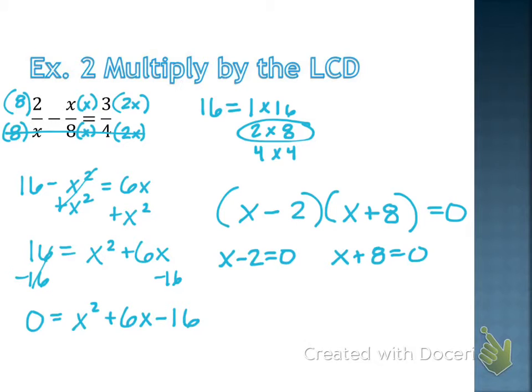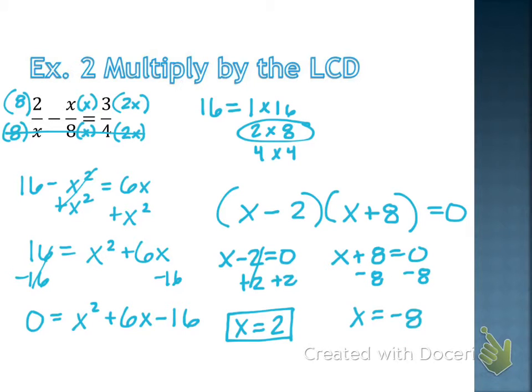What would I do to solve for x in the first one now? Add 2. X is equal to 2. Then subtract 8. And x is equal to negative 8. Anytime you have to factor, you should have 2 answers. All right?